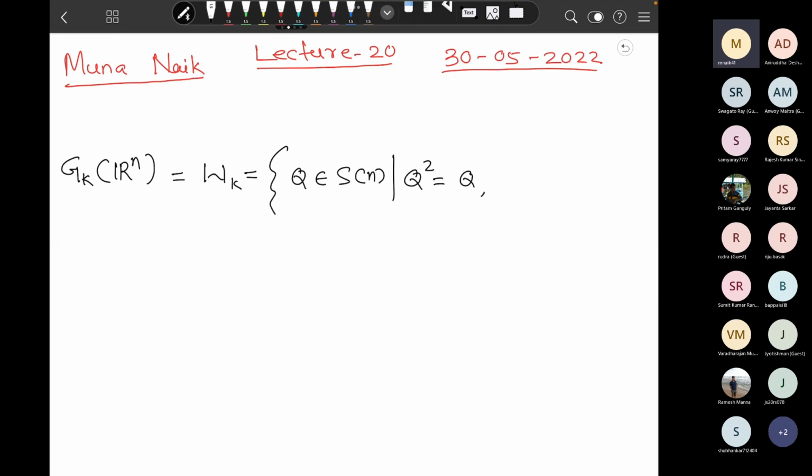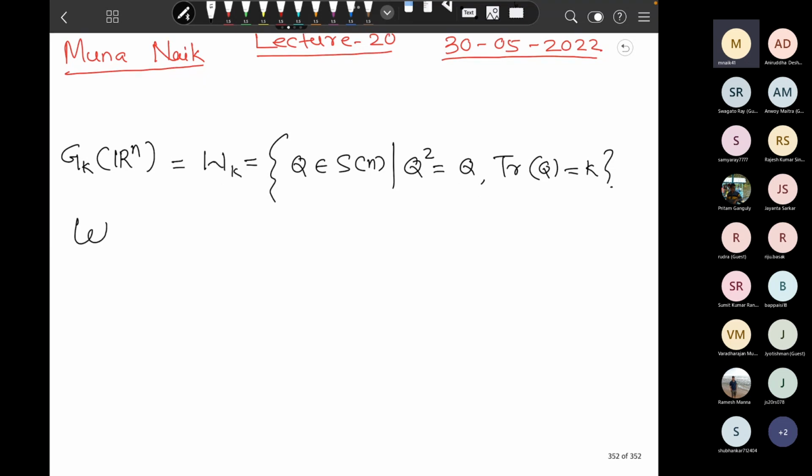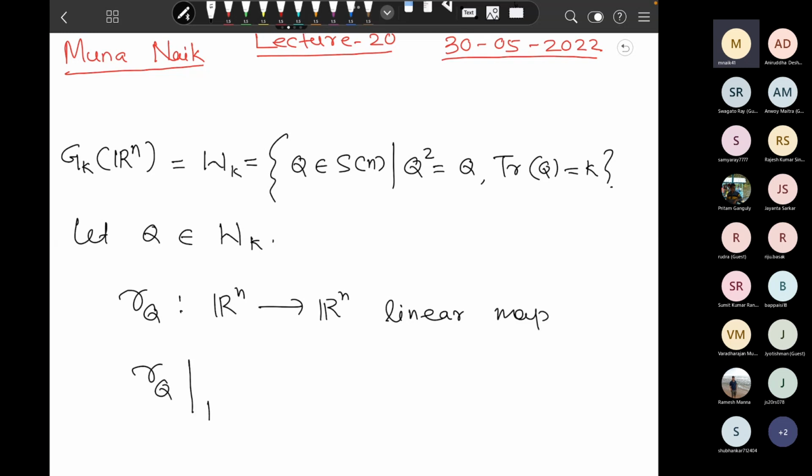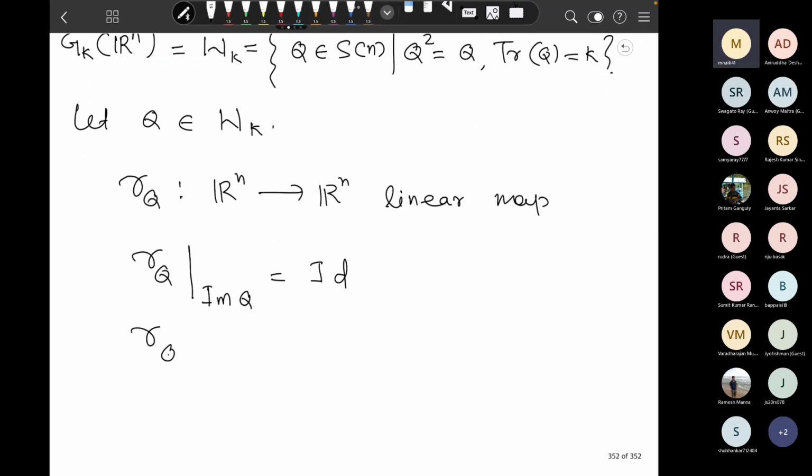G_K(R^n) is equal to W_K. This is Q belonging to S^n such that Q squared is equal to Q, and the trace of Q is equal to K. So we have seen that this W_K is a Riemannian manifold, and that gives a Riemannian manifold structure on G_K(R^n). And for Q belonging to W_K we have defined this R_Q from R^n to R^n, a linear map, so that R_Q on the image of Q is identity, and R_Q on the image of Q perp is equal to minus identity.